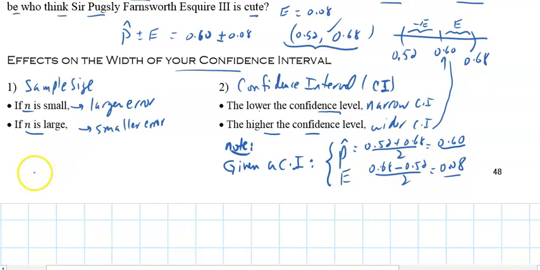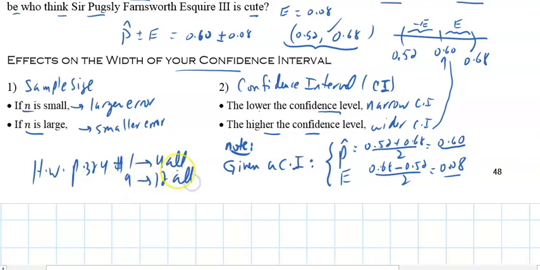Now, homework. Page 324. I need you to do numbers 1 through 4 all, and numbers 9 through 12 all, before I proceed and wrap this up.